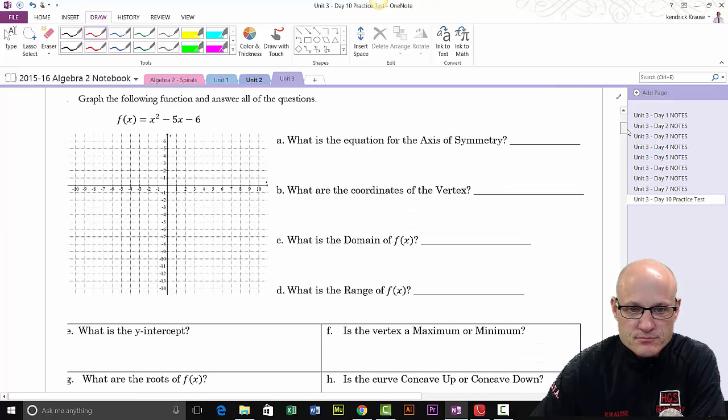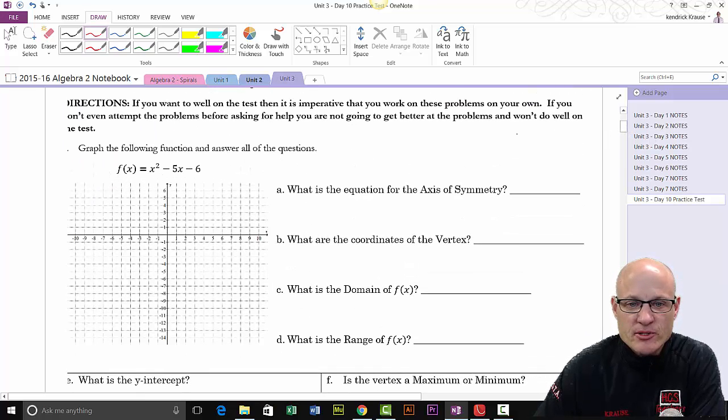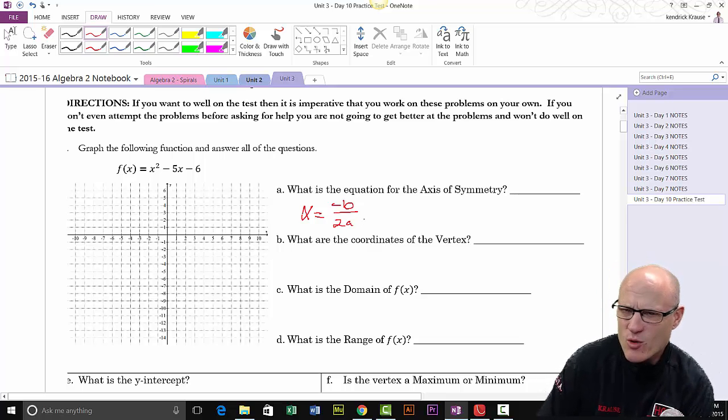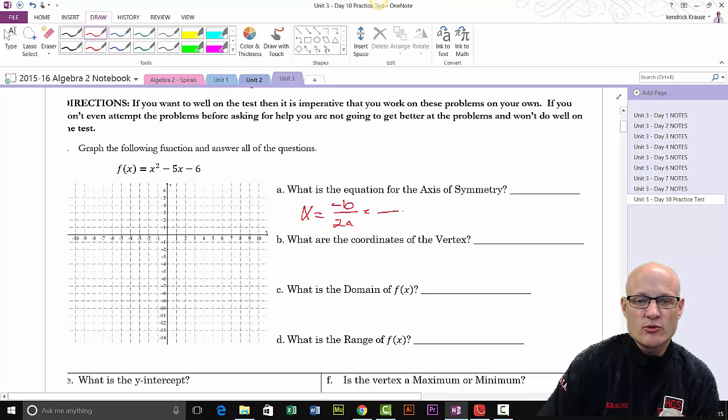Okay. What is the equation for the axis of symmetry? You know, on the test, I had a kid write x equals negative b over 2a. Well, that's the formula. It's not the equation, you goofballs. So what we're going to do is negative b, which is positive 5, all over 2a, 2 times 1. So that's 5 halves. So x equals 5 halves is the axis of symmetry.